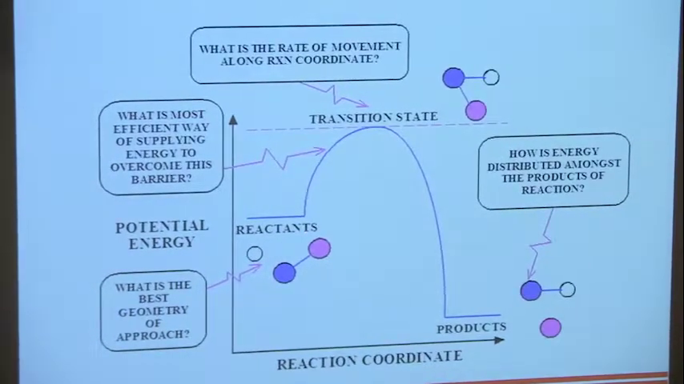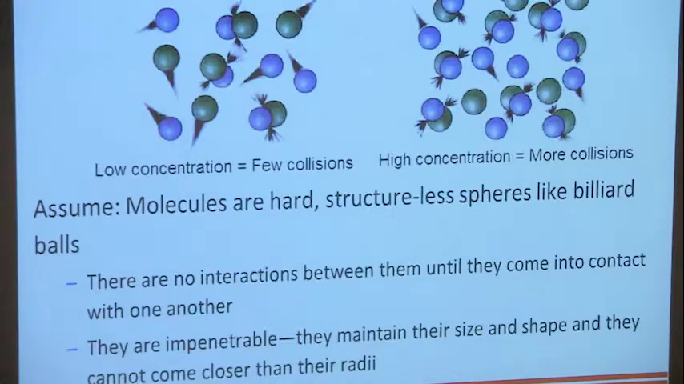If that was true, then these should be the same color. But anyway, it doesn't matter what it is. So the question is, what is the best geometry of approach for the reactants? What is the most efficient way of supplying energy to overcome the barrier? And what is the rate of movement along the coordinate to produce the products? How is the energy distributed among the products of reaction? How do we do all these?